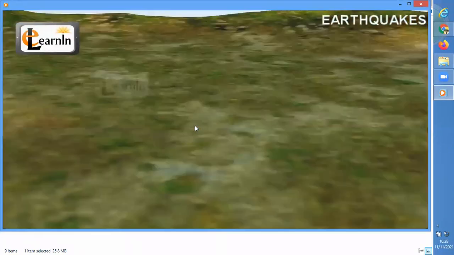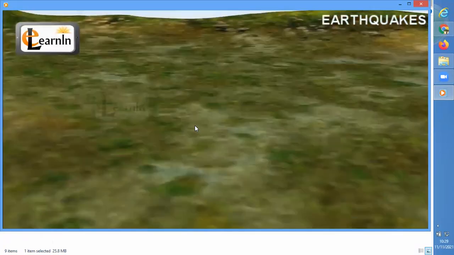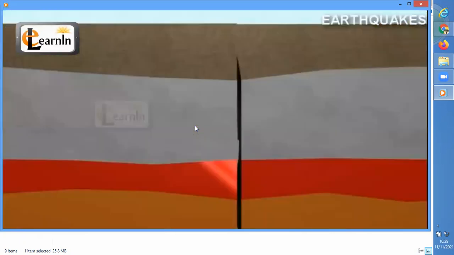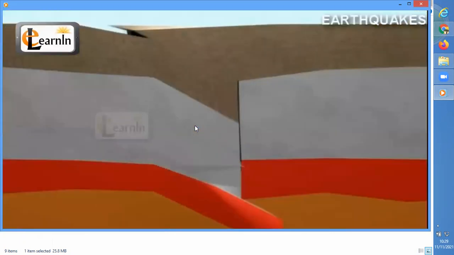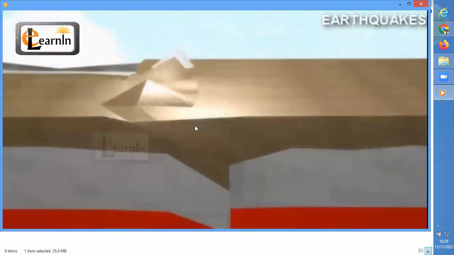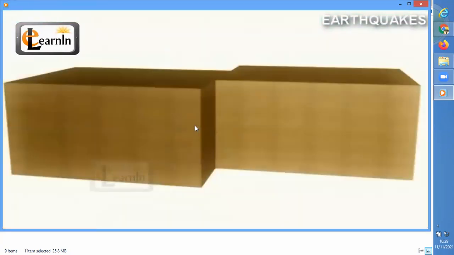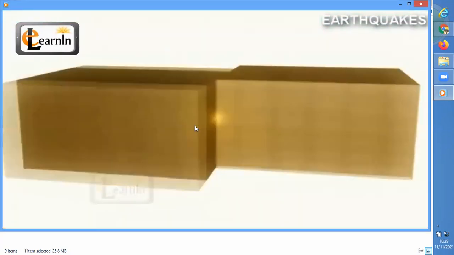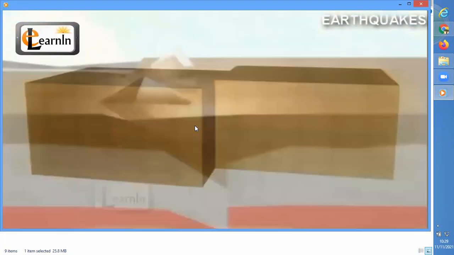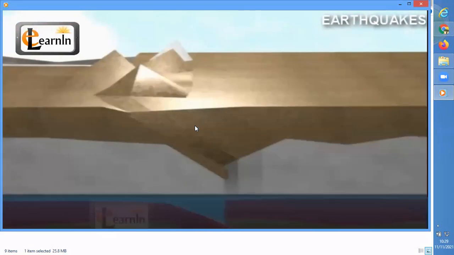An unexpected movement of the Earth's surface is called an earthquake. When two parts of the Earth's surface move suddenly in relation to each other along a fault line due to tectonic forces, an earthquake occurs. A tremendous amount of energy is released in the form of tremors and vibrations. Such earthquakes are called tectonic earthquakes.